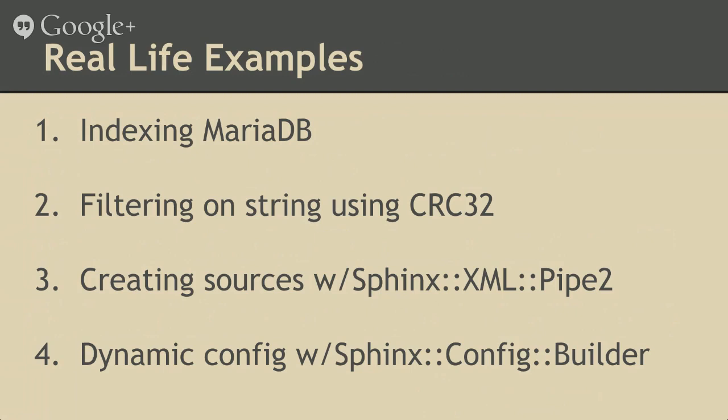The next one is going to be creating sources with Sphinx XML Pipe 2. If you want to index non-relational database things, or in my case, I don't even want to use a database for this application, so I just don't. And then the other thing I'm going to show is the dynamic configuration with this module, Sphinx config builder, which is something I wrote so that I could manage a set of many changing indexes, because manually having to update the configuration file gets to be a pain.